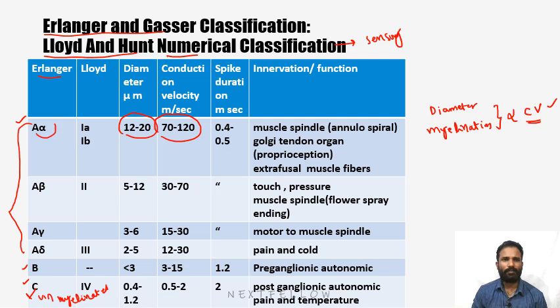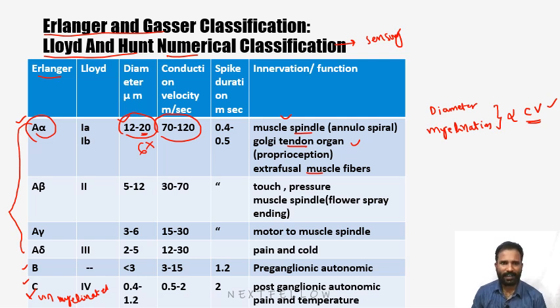Coming to the A alpha, it has connections to muscle spindle and Golgi tendon organ, and also to the extrafusal fibers. So it has both a sensory as well as a motor part. The sensory part is to muscle spindle and Golgi tendon organ, and the motor part is to extrafusal fibers, which causes muscle contraction. It has a diameter of 12 to 20, so almost 6 times. 6x is the factor.